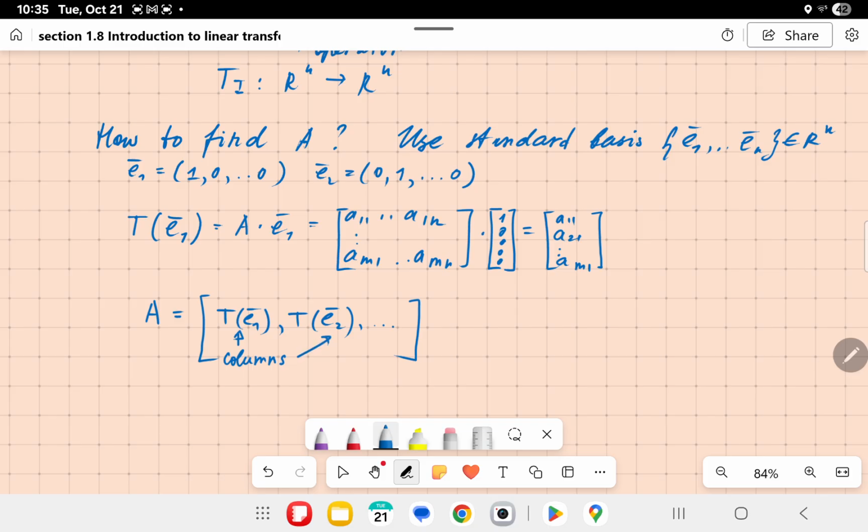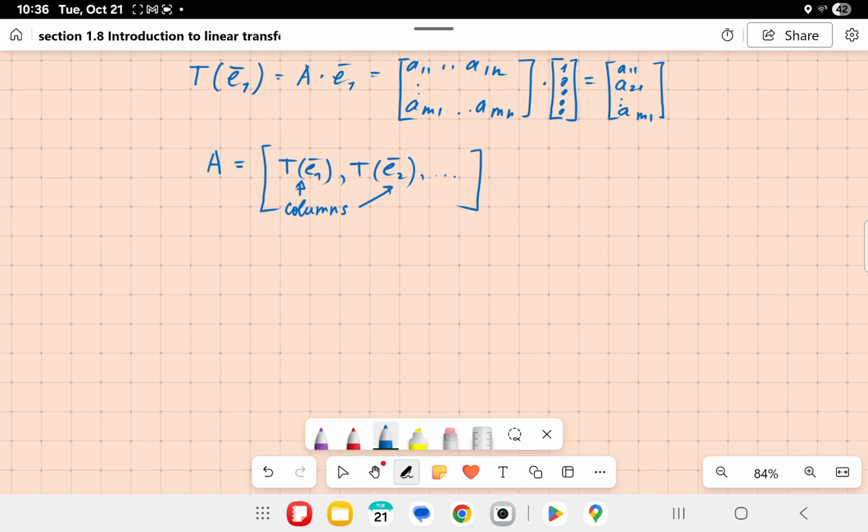I'm going to show you on an example how it works. It's better to understand if you see how it works on an example. Let's do an example. We are going to consider a reflection operator.